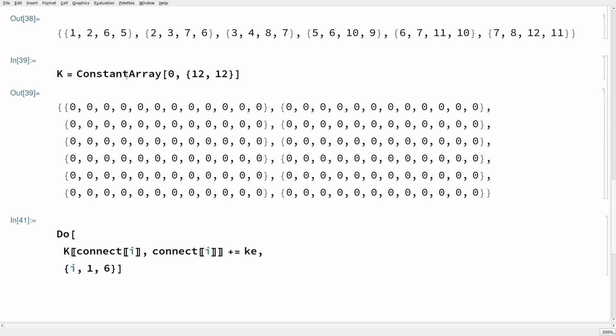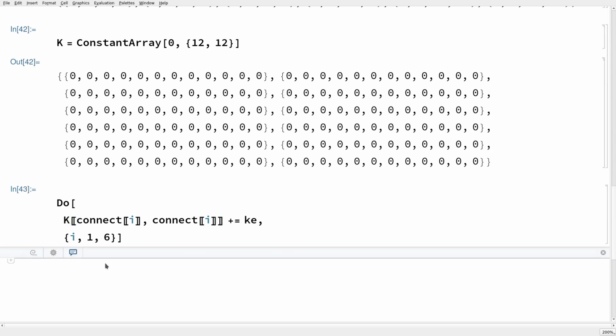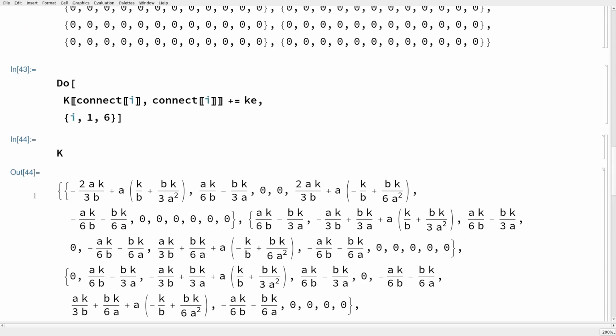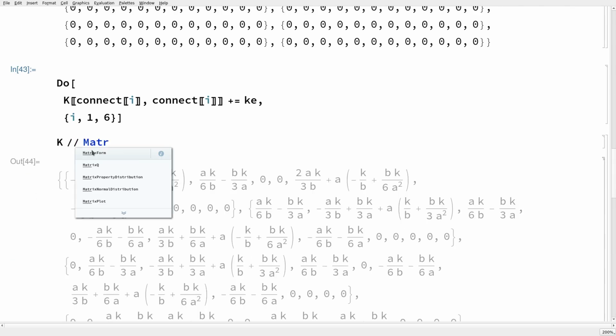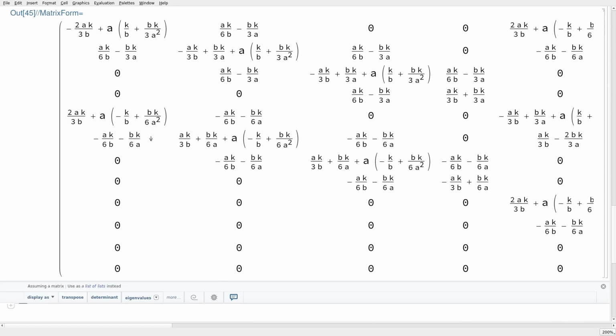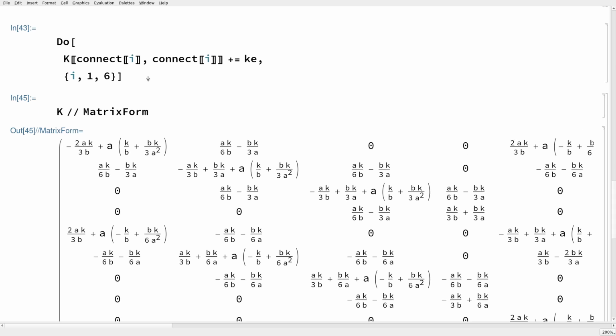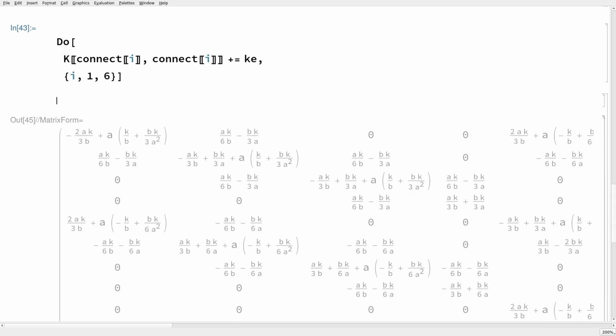So that's what my global stiffness matrix looked like, what we can see on the screen. Okay. So now we need to form our right-hand side vector.